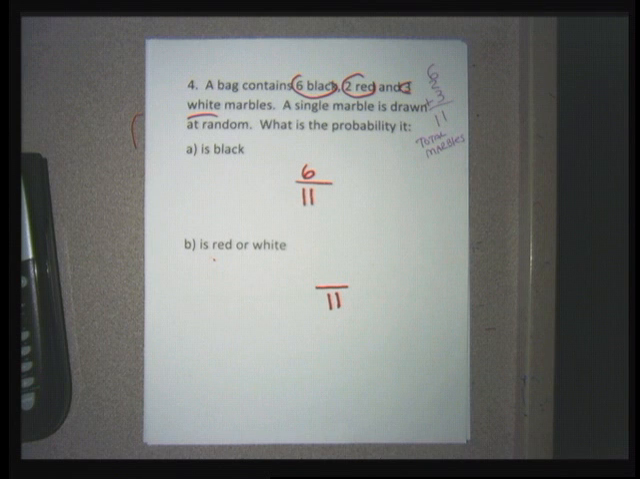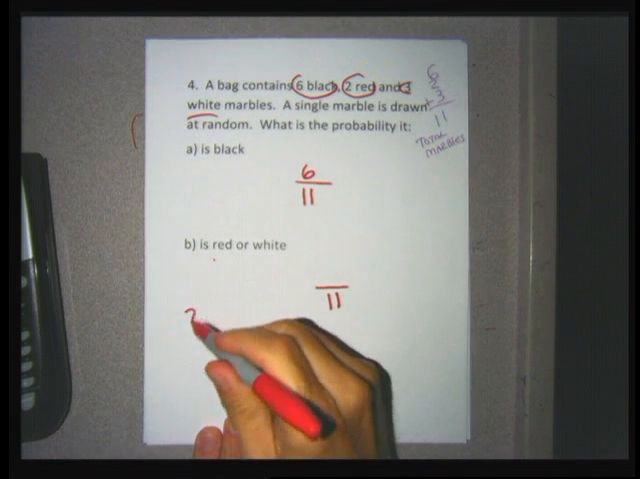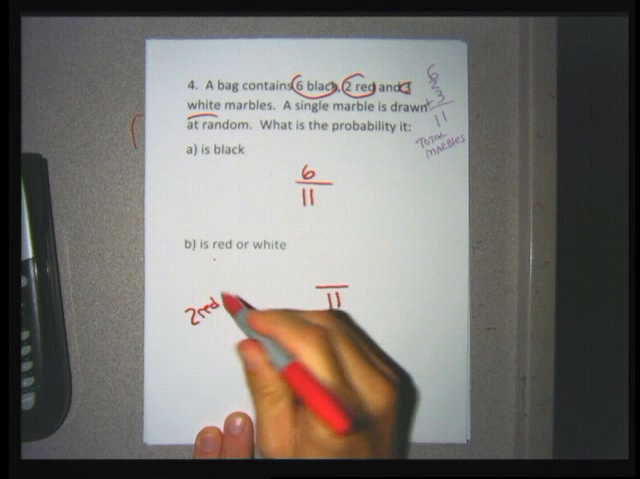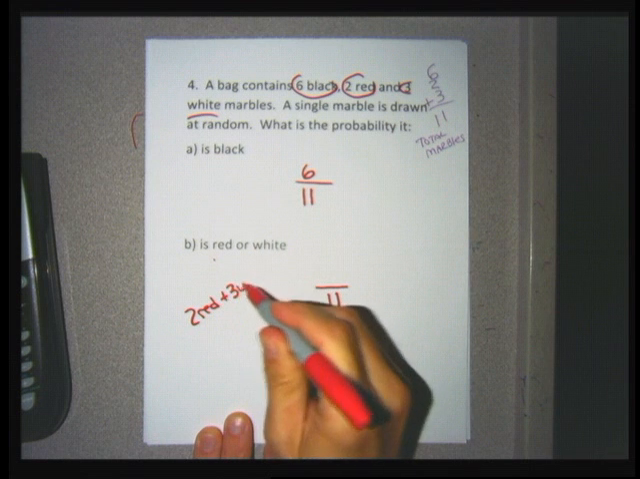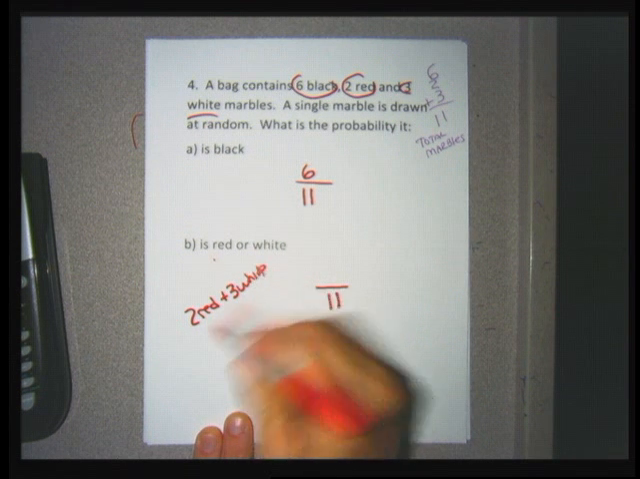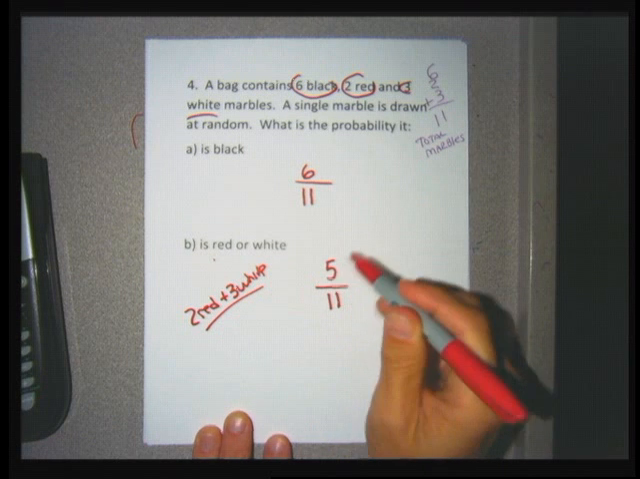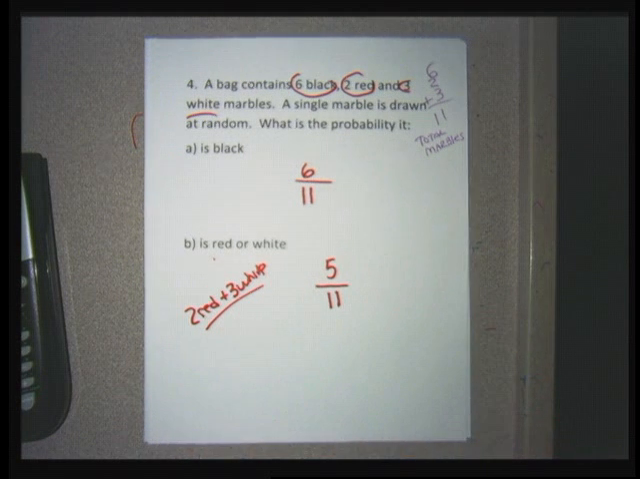For part B, the probability that I get a red or a white one, I have to count the number of marbles in the bag that are either red or white. There's 2 red and 3 white. If I add the 2 and the 3, I get 5 marbles that fit the look that I'm looking for. Both of those fractions aren't reducible. 11's a prime number, so the fractions just aren't going to reduce when either the numerator or the denominator is prime.